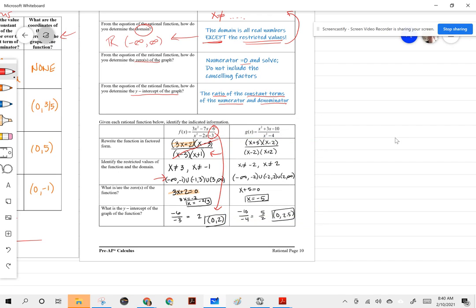All right, let's see how you did. Here's the factored form. These are the restrictions. This is the domain. Again, the non-canceling factors. So if I were to cancel out x minus 2, I am left with x plus 5. That's going to give me my 0 of the function. And then the ratio here, -10/4, gives me that x-intercept.